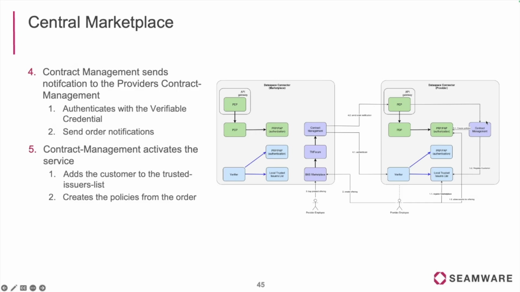The provider contract management is going to receive this notification, and when it does, it is able to activate the service. It's going to happen the same as in the previous case. This component is going to add the customer to the trusted issuer list and create the policies from the order in their own ecosystem. So the outcome is the same as in the previous case. The customer now is able to access the services offered by the provider Dataspace Connector.